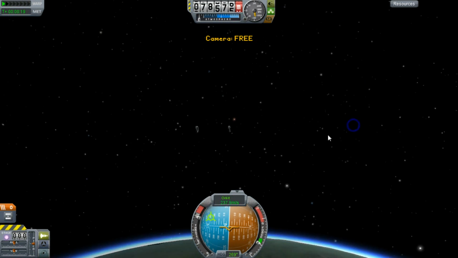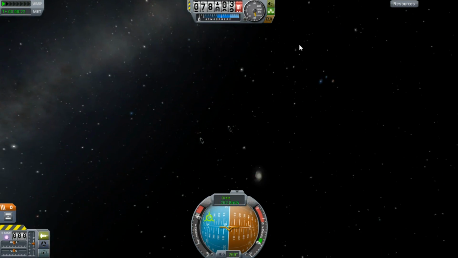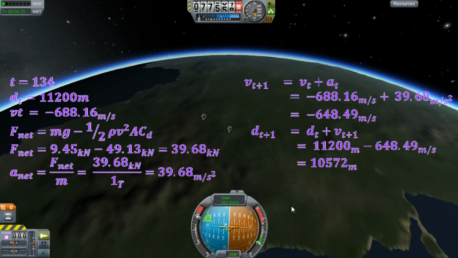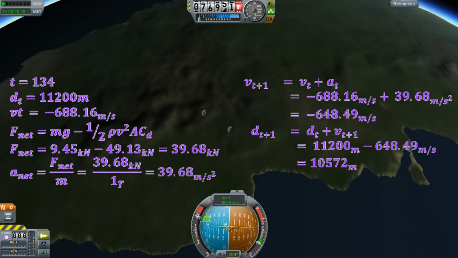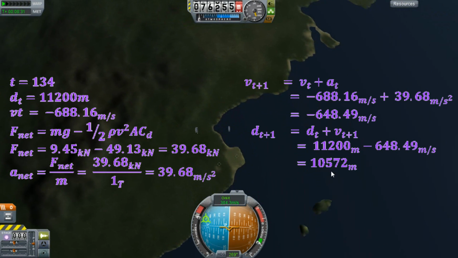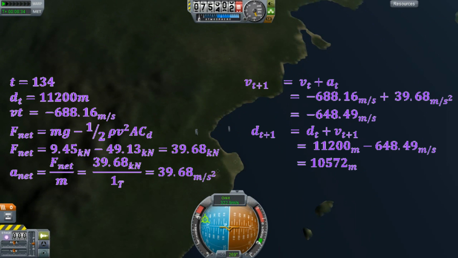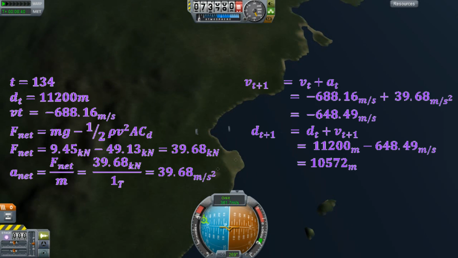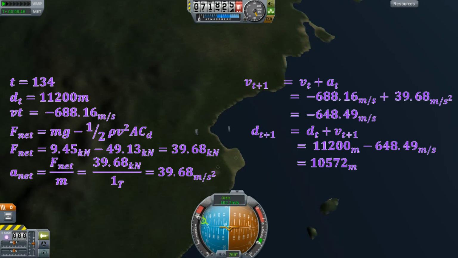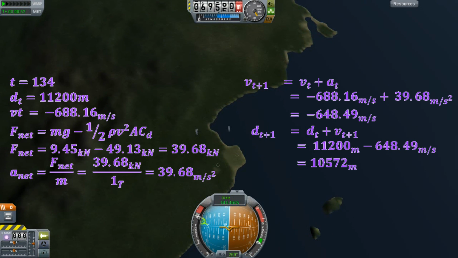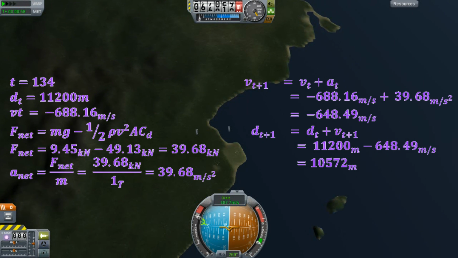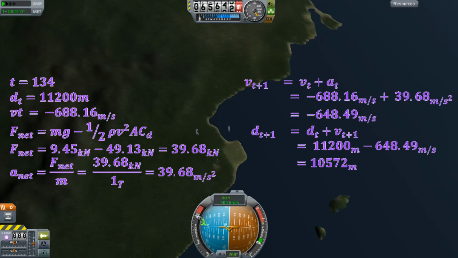So to step through this process, we'll take an example at time second 134, just as a for instance to kind of walk through the process. At the beginning of second 134, our altitude above Kerbin just happens to be 11,200 meters, and the velocity the object is currently traveling at is 688.16 meters per second towards the ground. Boy, isn't that funny? We just kind of calculated the acceleration of gravity at 11,200 meters, being 9.45 meters per second squared.